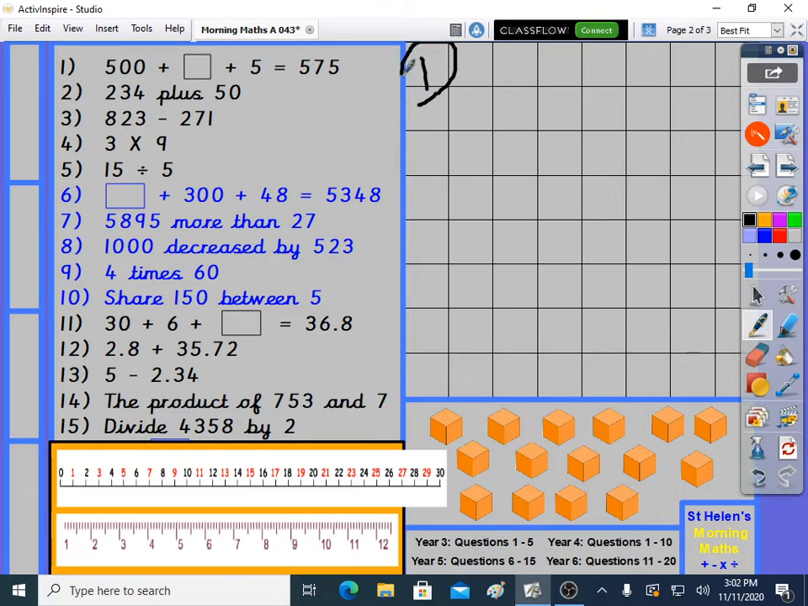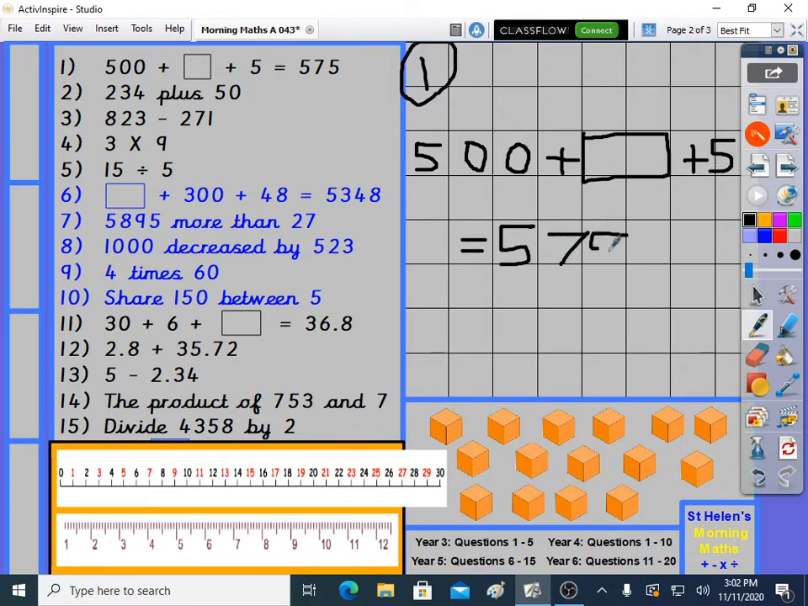Question 1, 500 plus a mystery plus 5. All of that equals 575. If I put my hats on here, units, tens and hundreds.